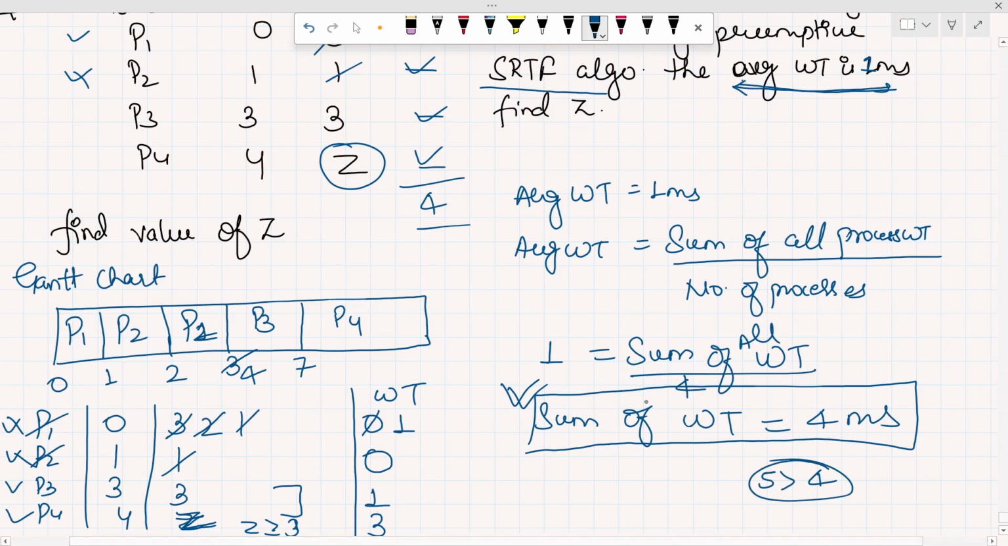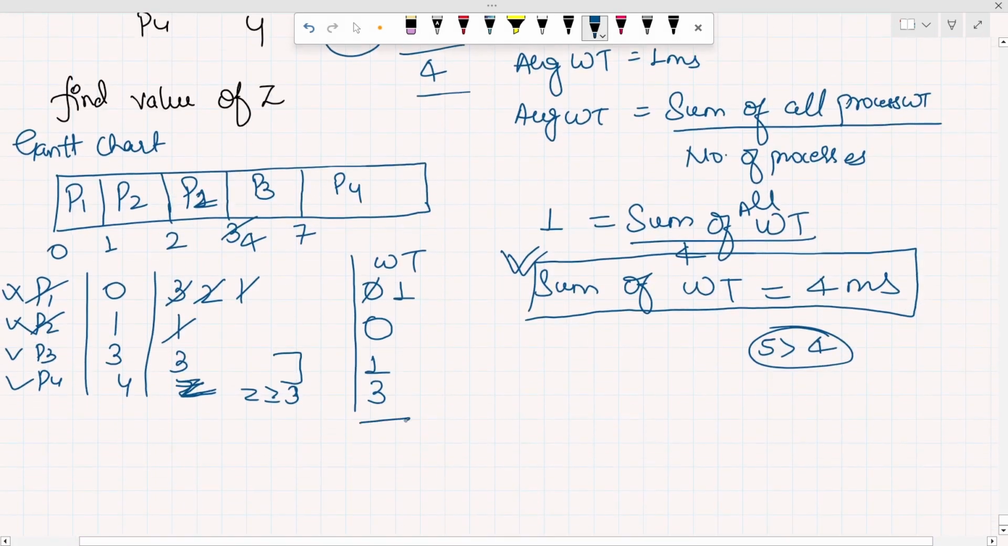Our assumption is wrong. Why did I say this? Because the average waiting time should be equal to 4, but it is greater than 4. If you sum all these things, you will get 5. So it's definitely greater than 4, but our waiting time should be equal to 4. So it means the value of Z cannot be greater than or equal to 3. So our assumption is wrong.